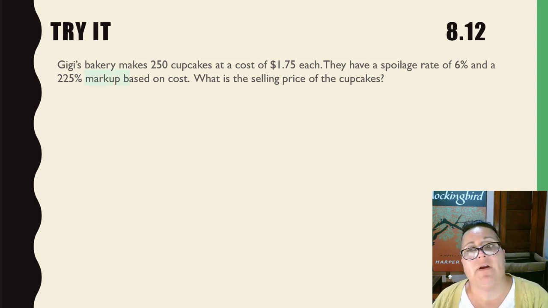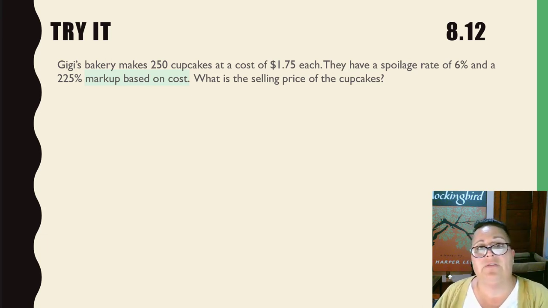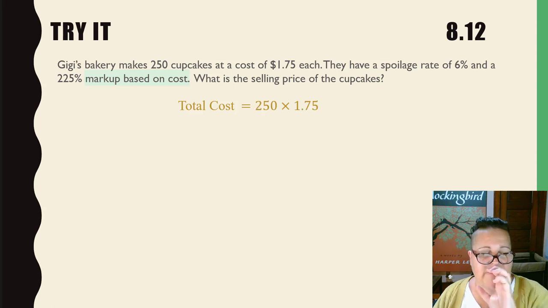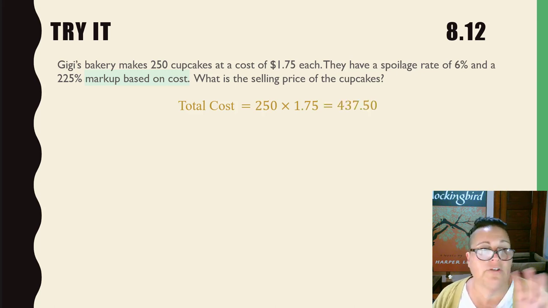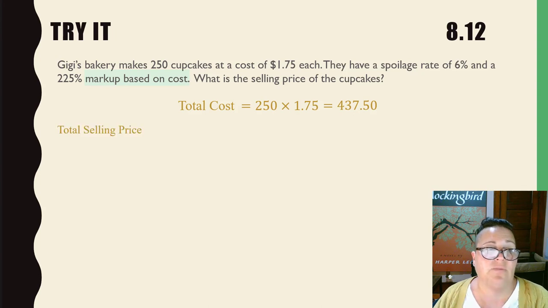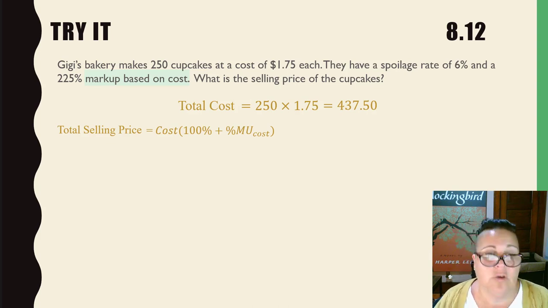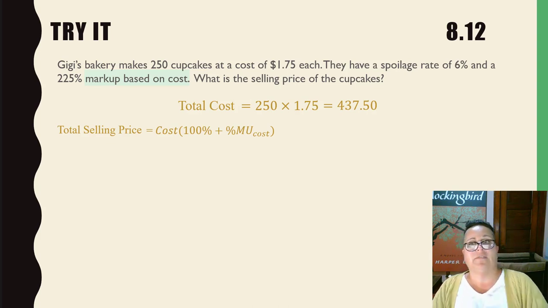Now, notice this is a markup based on cost. This is a different formula than the 3 other times we've had to do this in this particular presentation. So, to start with, 250 cupcakes at $1.75 each means Gigi has already put $437.50 into these cupcakes. Since they are using a 225% markup based on cost, that means an additional 225% markup outside of recouping 100% of their costs already.